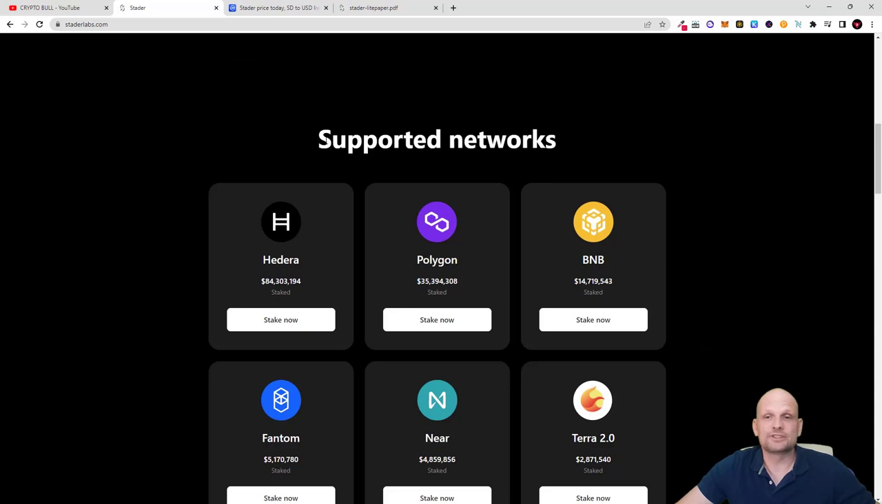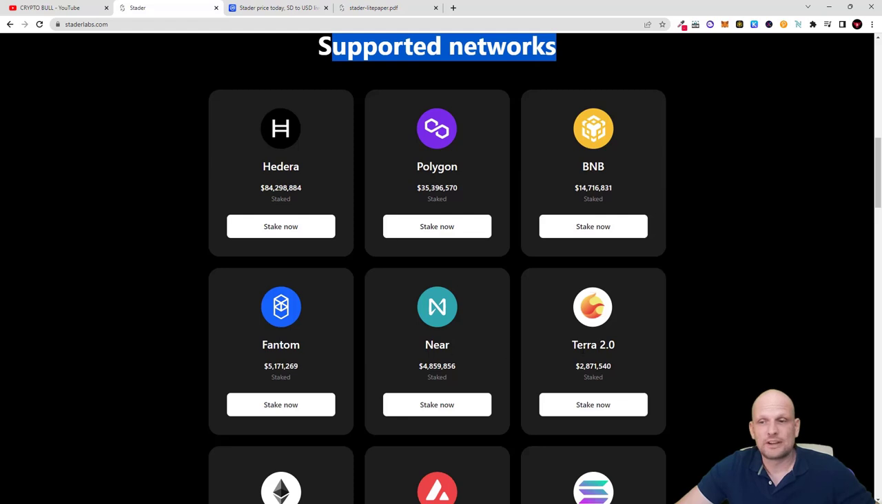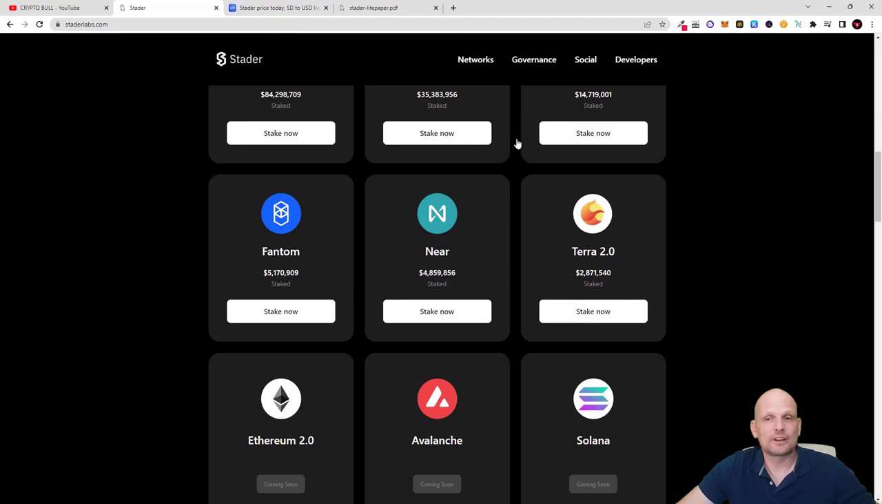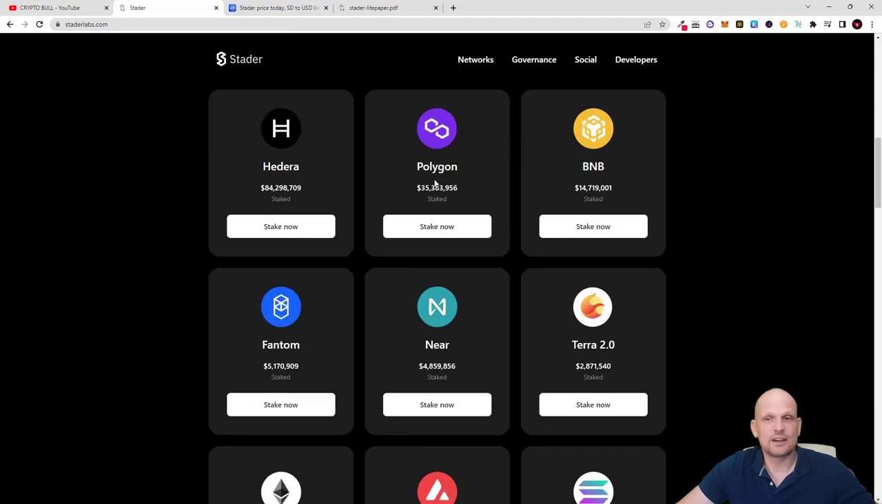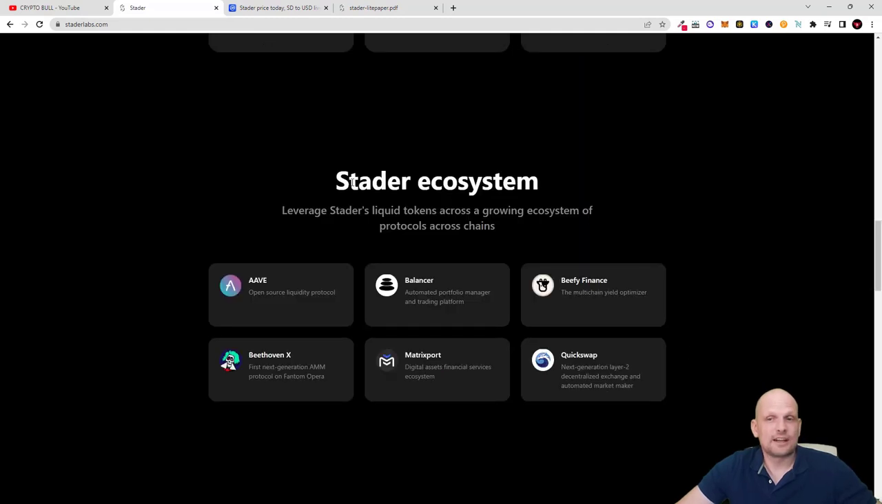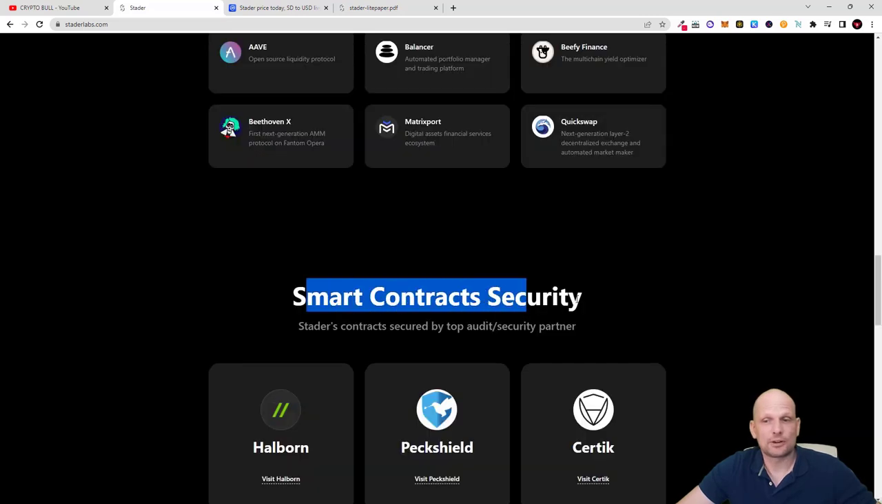If we scroll down, you can see the supported networks: Hedera, Polygon, BNB, Fantom, Near, Terra 2.0, Ethereum, Avalanche, and Solana. So pretty much the biggest blockchains out there where you can do liquid staking. But currently available are only the first six: Hedera, Polygon, BNB, Fantom, Near, and Terra. Ethereum, Avalanche, and Solana are coming in the future. Stader ecosystem: leverage Stader's liquid tokens across a growing ecosystem of protocols across chains like Aave, Balancer, BeFi Finance, and other DEXs. Smart contract security.